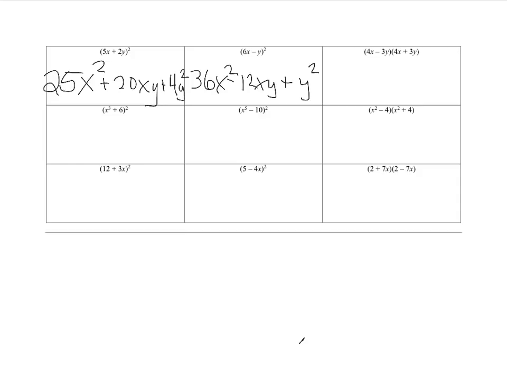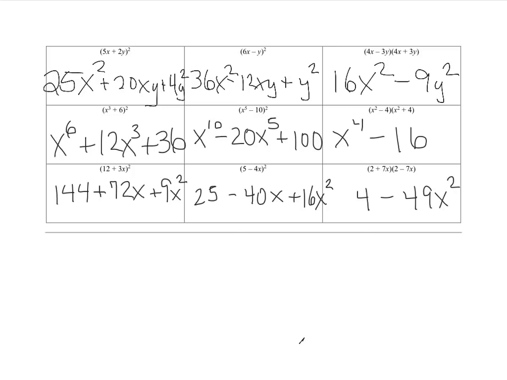The next column is a difference of squares. So all I have to do is multiply my first terms and my last terms together. That's it, because the middle, the outers and the inners are going to cancel out. So 4x times 4x is 16x squared. And then negative 3y times 3y is negative 9y squared. Now stop the video and do the next ones on your own and then tune back in to see if you got them right.